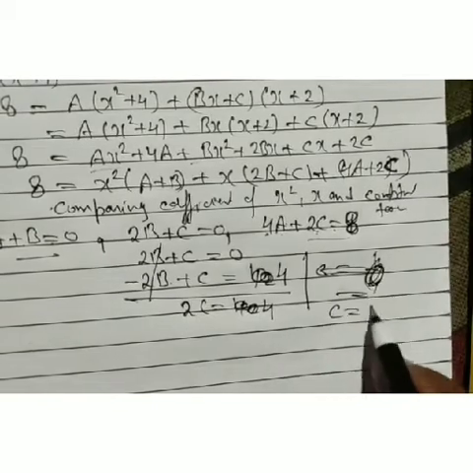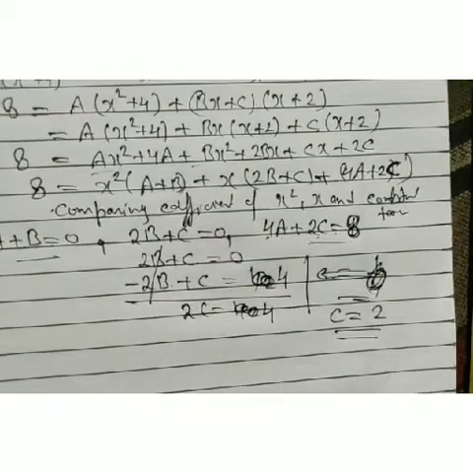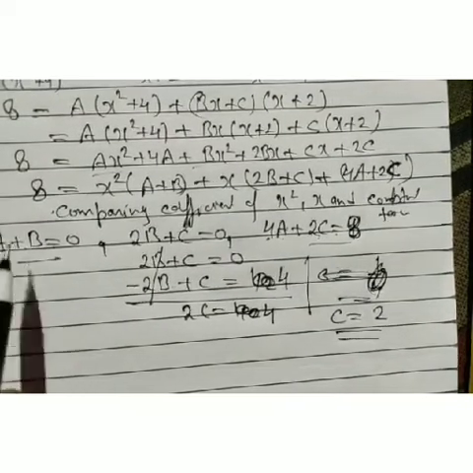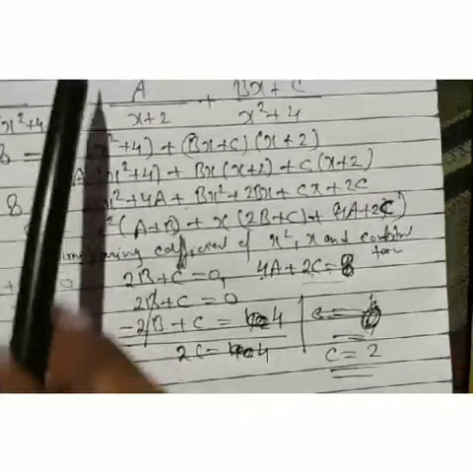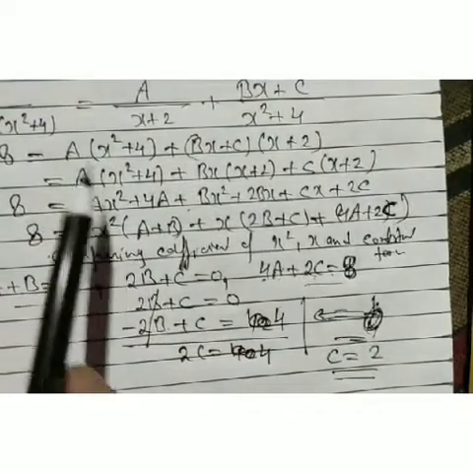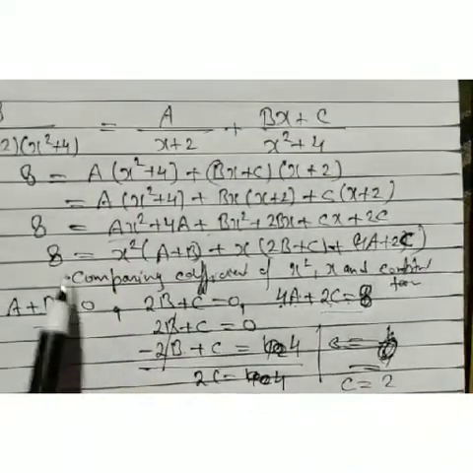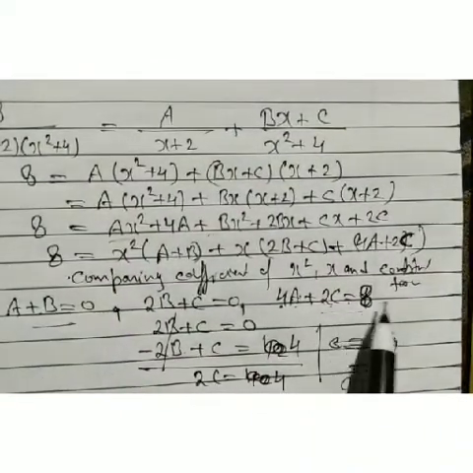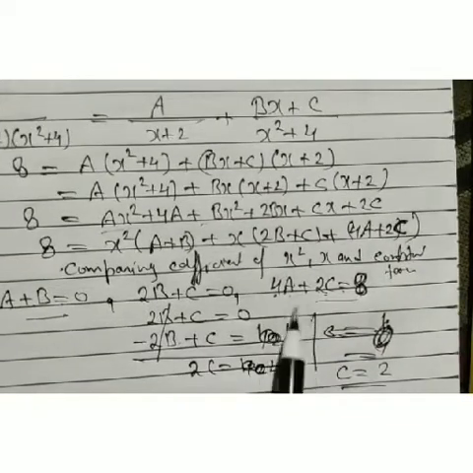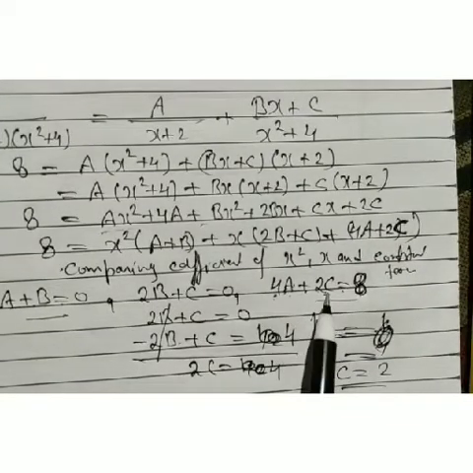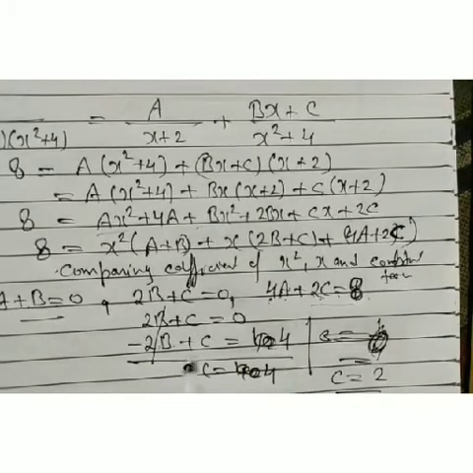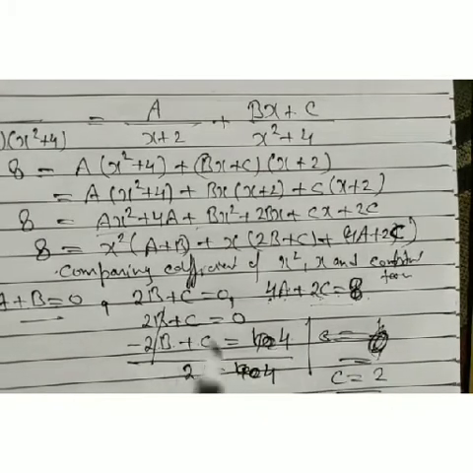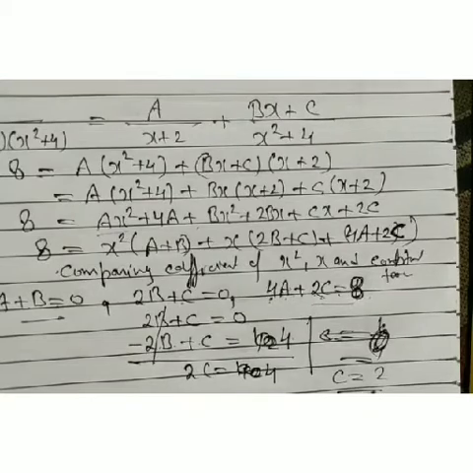Now we get the value of c is equal to 2, because on comparing, the constant part is 4a plus 2c, and generally we had only 1 there, but in the problem we have 8 there. Taking 2 common, we have 2a plus c is equal to 8, and a is minus b, so we put minus 2b plus c is equal to 4. Then after solving these equations we get the value of c is equal to 2.